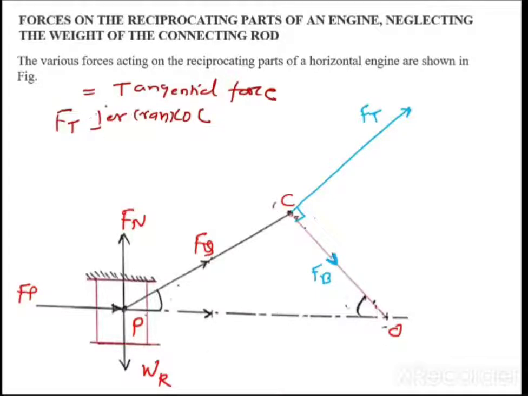FT is nothing but a tangential force which is acting at the crank pin.